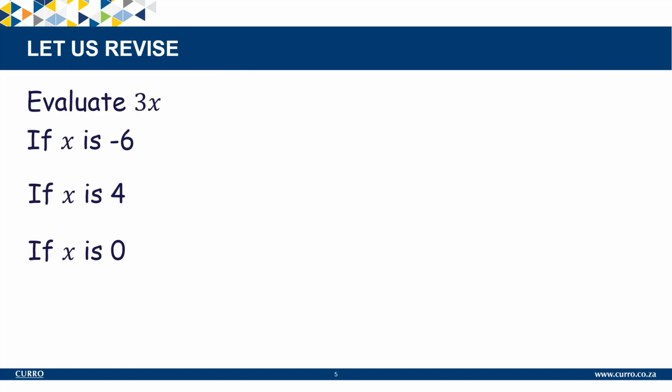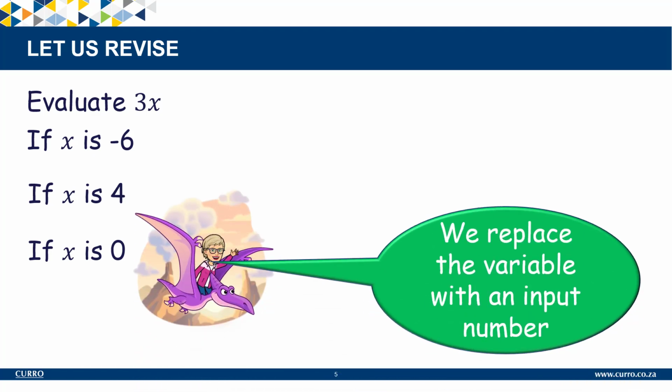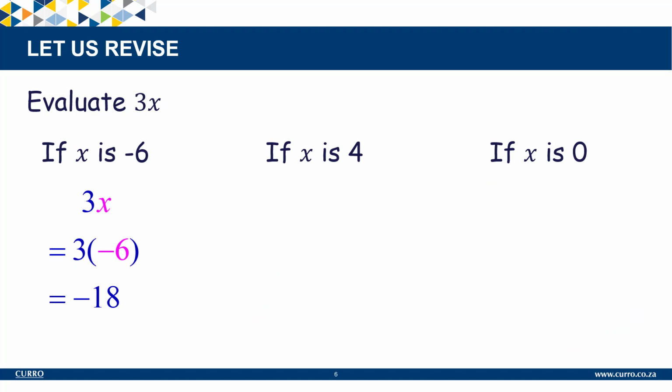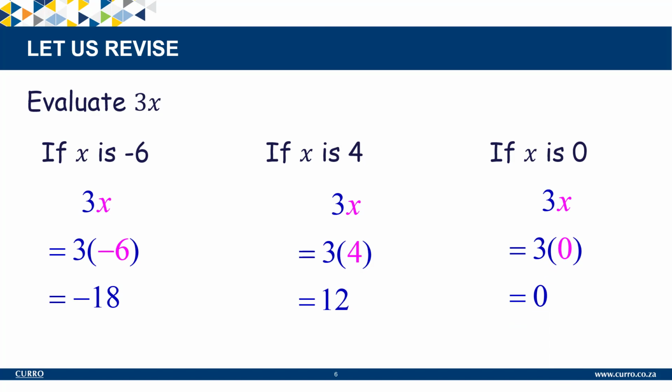Before we start, let's revise. What does it mean to evaluate an expression, 3x? It means we've got the input number and we have to get the output number. So we replace the variable with an input number. It's the same as substitution, you are right. So 3 times x is 3 times negative 6, which is negative 18. So we have found the value of the expression. 3 times x is 3 times 4 is 12. So we substituted 4 for x and we found the value of the expression. And the same if x is 0.